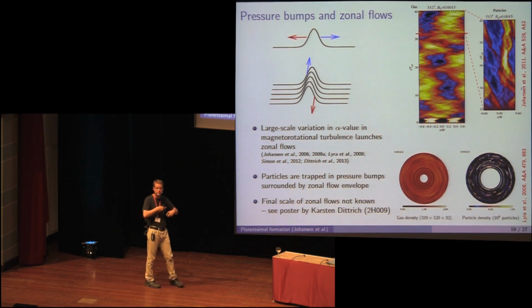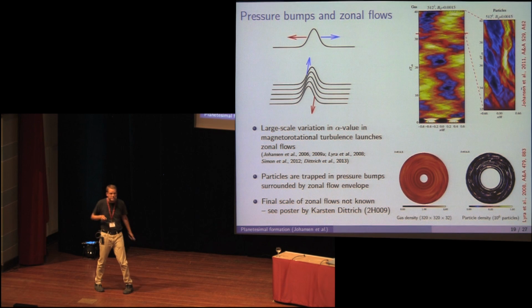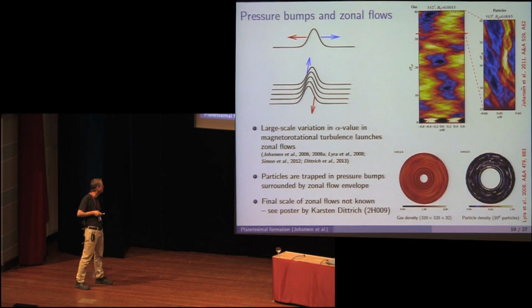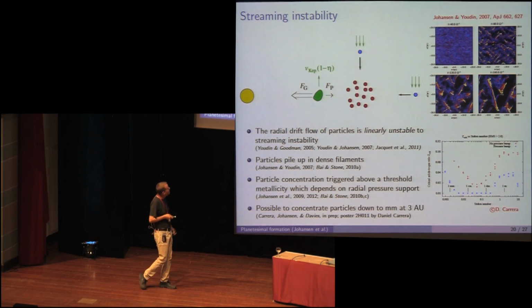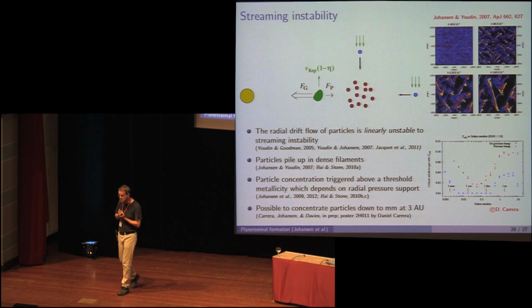And this can, of course, be very, very good for planetesimal formation, because these regions can become gravitationally unstable, and then you can form planetesimals this way. I should say quickly that the final scale of these zonal flows and pressure bumps is still not quite known in the local box simulations. They always seem to fill the larger scale of the box, so one probably has to go to very large boxes or to global simulations. If you want to know more about the scale of zonal flows and pressure bumps, you can see the poster by Carsten Dietrich.